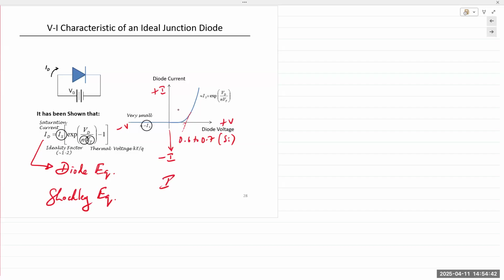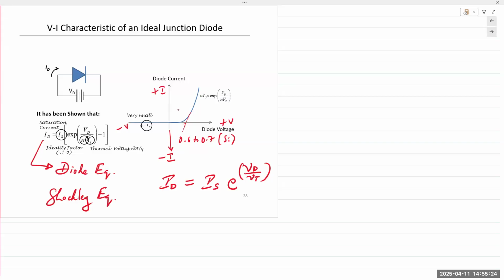This equation, simply stated, can be written as ID equals IS into E raised to VD over N VT. The N is the ideality factor. Typically, it's 1 for most normal diodes. VT is the thermal voltage, and VD is the diode voltage that is applied. So for a specific voltage that is applied, you can use this equation to determine the current in that diode. Typically it reduces to IS into E raised to VD over VT.